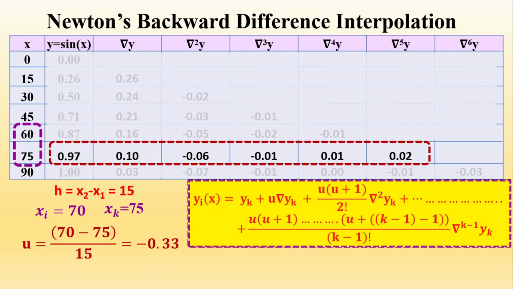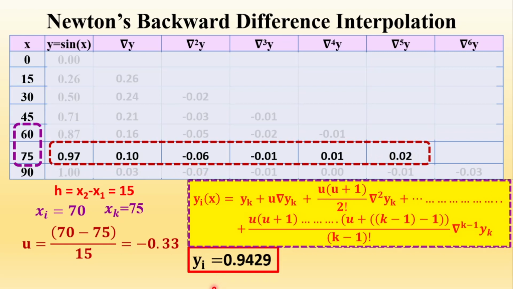So yk is 0.97, nabla yk is 0.1, nabla 2yk is minus 0.06, and so on. So finally we can calculate the value of y equal to 0.9429.